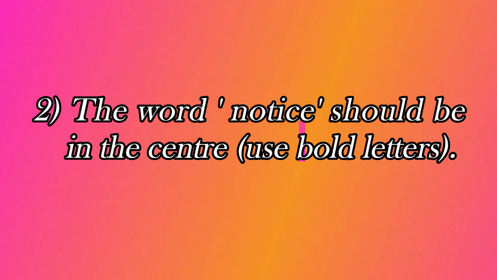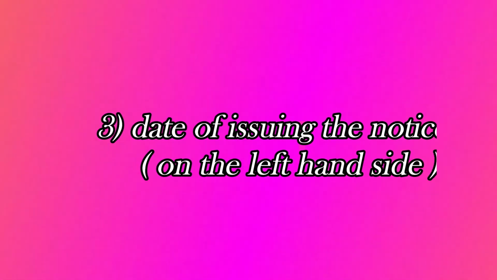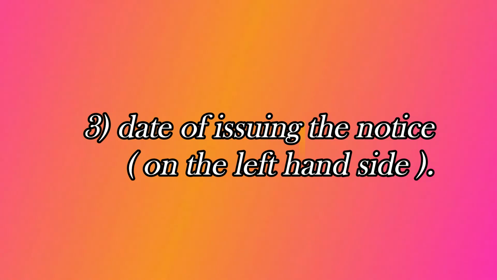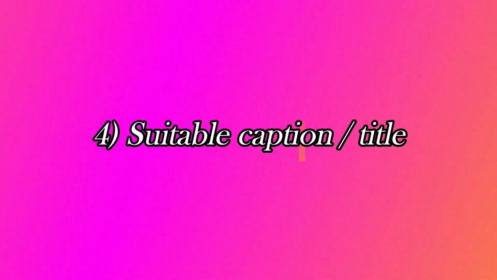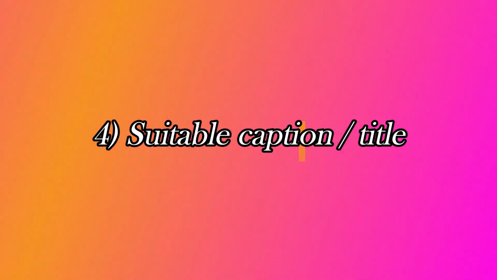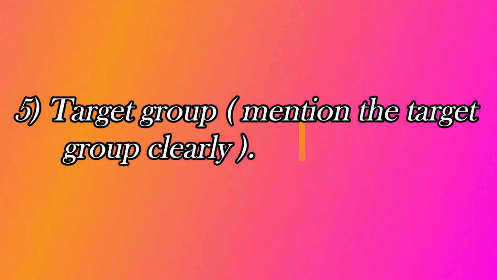letters. The third point is date of issuing the notice. On which date the notice is issued, that should be stated on the left hand side. The fourth point is suitable caption or title should be given for the notice. The fifth point, target group. You have to mention the target group clearly.